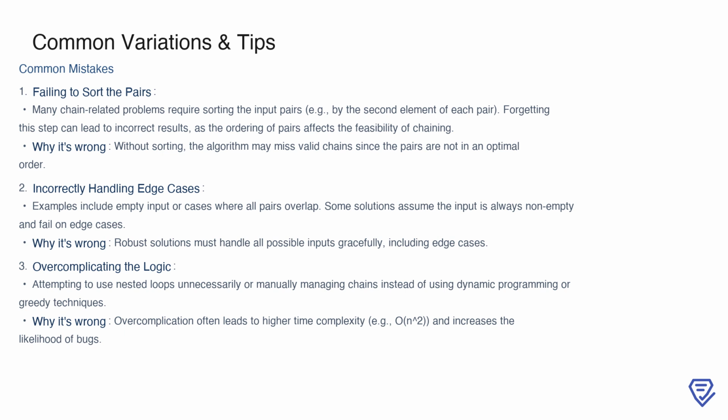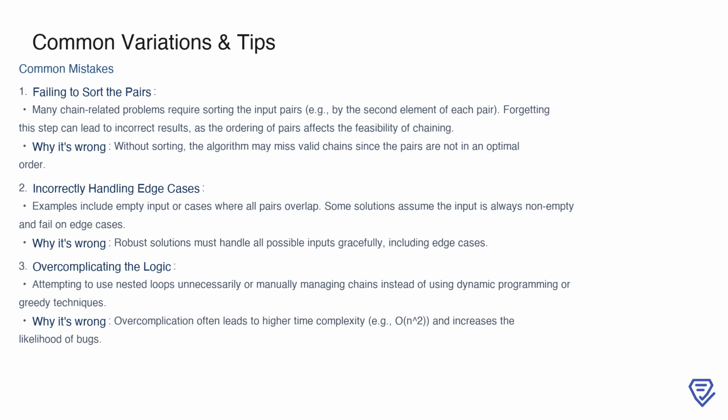Next, we have the issue of incorrectly handling edge cases. For instance, some solutions assume the input is always non-empty or fail to address scenarios where all pairs overlap. These oversights can lead to incorrect results, so robust solutions must account for all possible inputs.